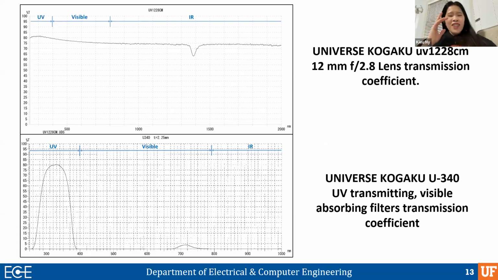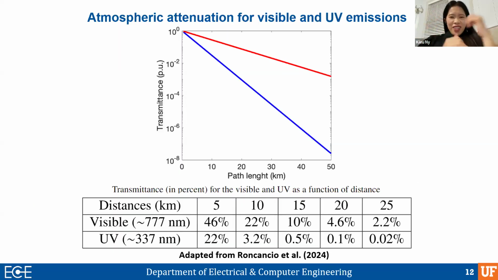Okay, the percentage in the table is the remaining, right? Not the absorbed intensity. Right. Consider if you are imaging the streamers, which emit UV, at 20 kilometers, you only have 0.1% of the original signal intensity.